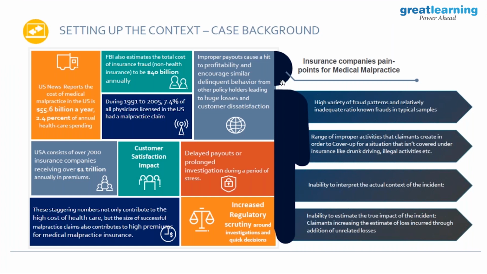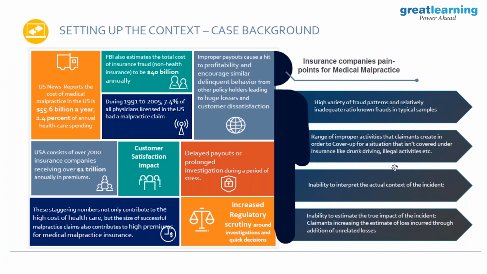Now, if you look at it from the pain point perspective, when they go into the study to understand how they are basically being cheated, or what are the variety of situations where claimants start to make use of the system against the insurance companies, these are certain pain points. What happens is a high variety of fraud patterns and a relatively inadequate ratio of known frauds in typical samples. Once the insurance company pays out the amount, they study the patterns in the historical data. Now, the fraud is such that it varies completely from one case to another. Every claim that is processed in the system is very different from another because of the medical emergencies in real life. So to identify these frauds across such a complex variety of medical severities or medical scenarios, it's very difficult to find a pattern.